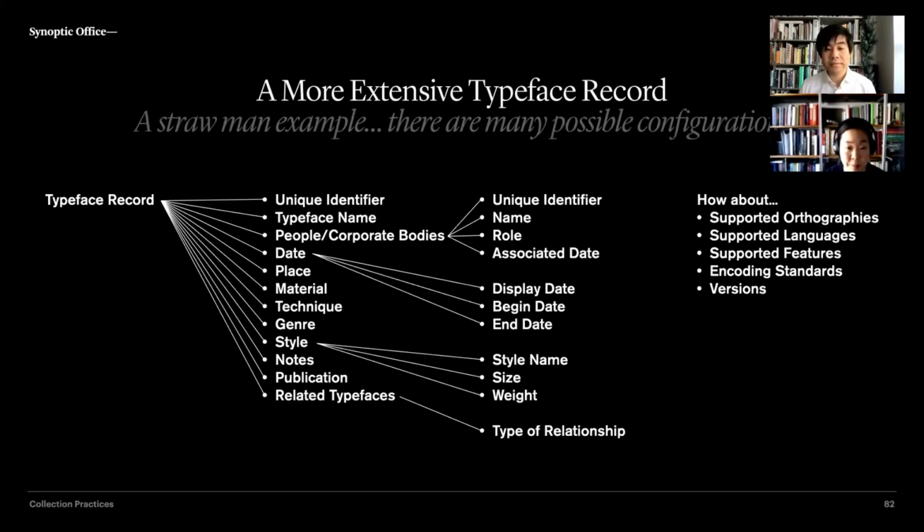For example, with people, we could talk about their name, but also the role that they played and when they played that role. Or when we list a date, we can talk about when the project began, when it ended, or when we talk about style, we could talk about things like the size and the weight. And these relationships become really important, especially when we begin to talk about related typefaces. What was the original? What was the revival? Where does one typeface begin, and when does another one? And when does it end? And so this brings us to a lot of questions about how you capture this information.